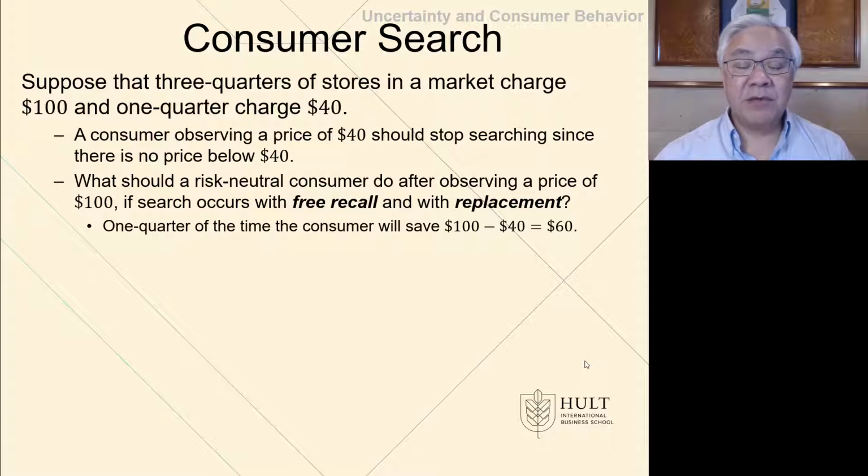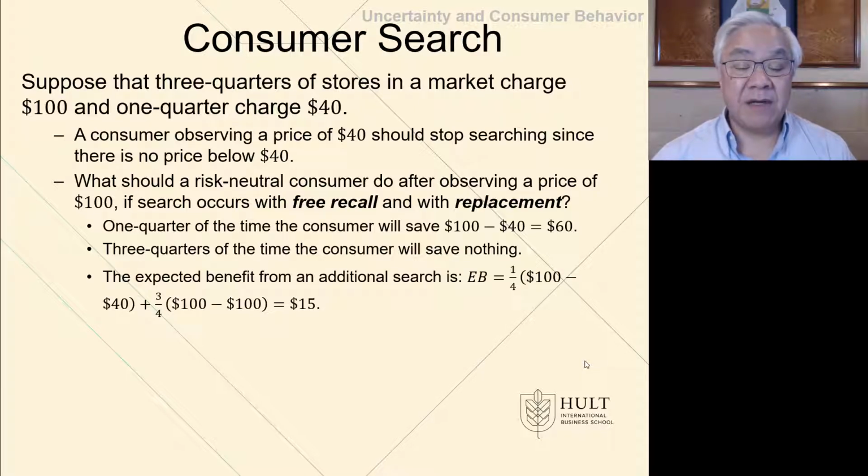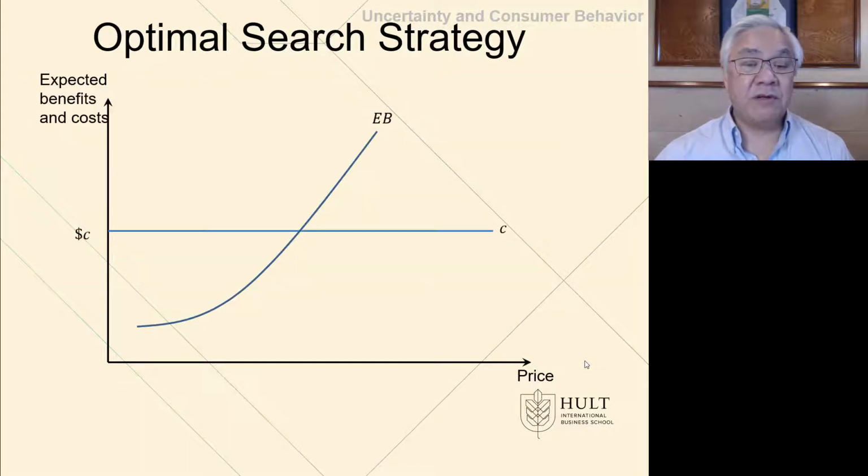1/4 of the time, the consumer will save $60, 100 minus 40. But 3/4 of the time, the consumer will save nothing. So the expected benefit of that additional search is 1/4 times 100 minus 40 plus 3/4 times 100 minus 100, or 15. Therefore, the consumer can compare the $15 expected benefit to the cost of seeking out that next store. Here is that description graphically.